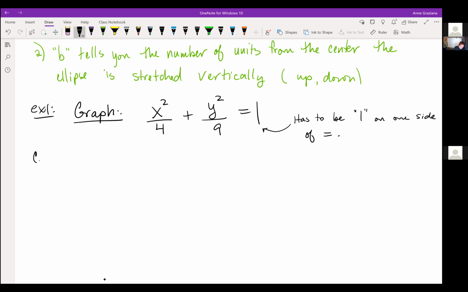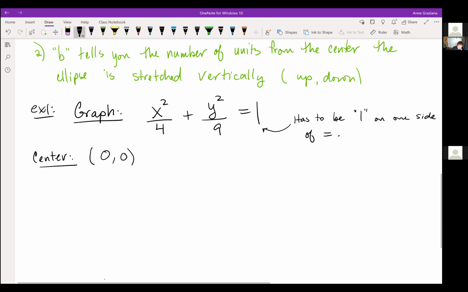So let's look at, what is our center here? What do you guys think the center is? What would you guess? Anybody want to take a guess? Okay, Marian. Yes, it's (0, 0). And how do you know? Because there's nothing being subtracted from x and y.